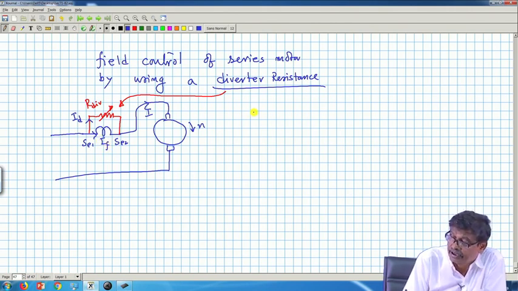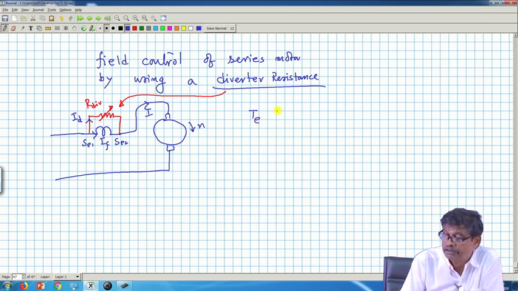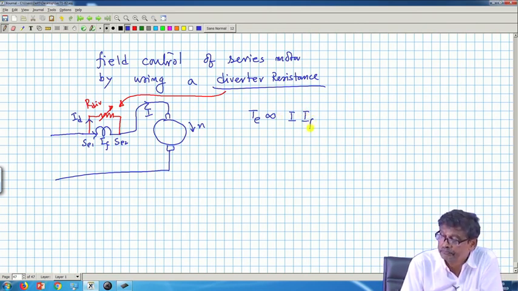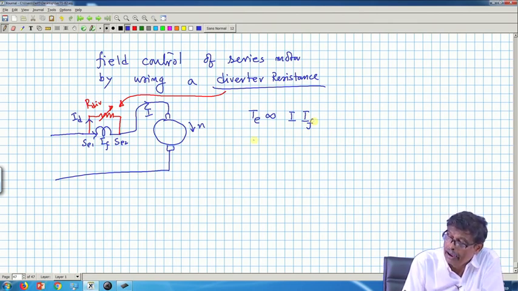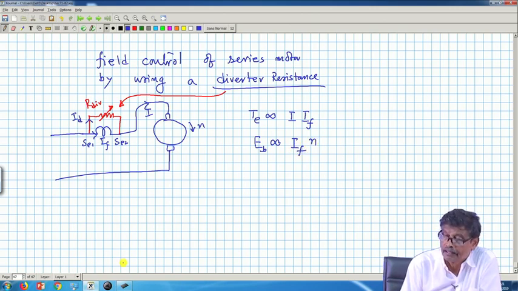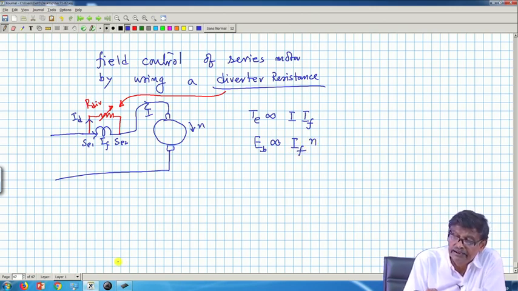In this case, I must write the electromagnetic torque developed by the machine is not proportional to I square, it will be proportional to the armature current. Here is now a clear distinction between field current and armature current: IA, armature current, into IF. And back EMF should also be carefully written, is that proportional to field current IF? And how are IF and IA related?